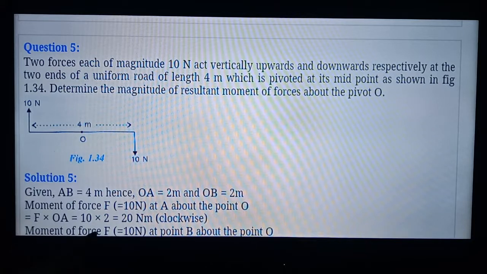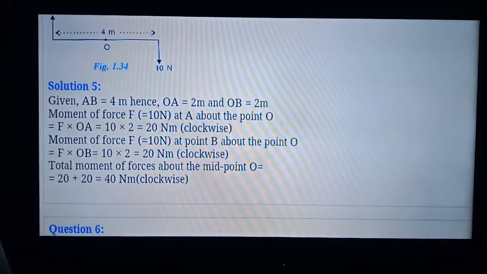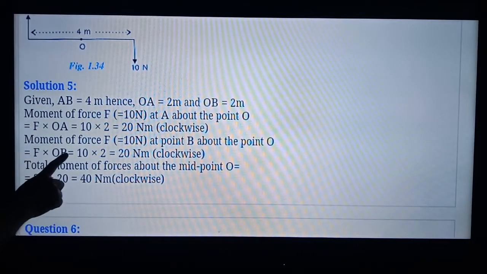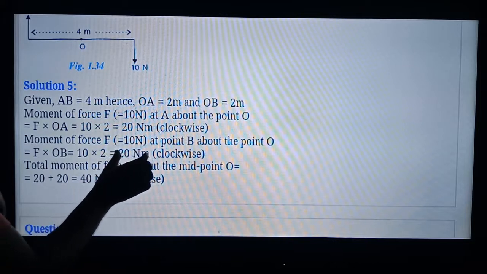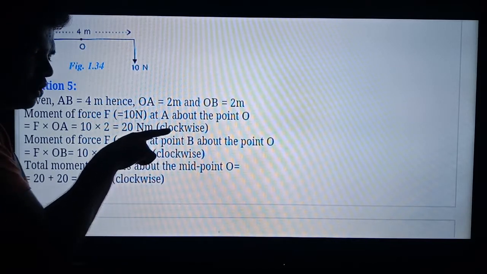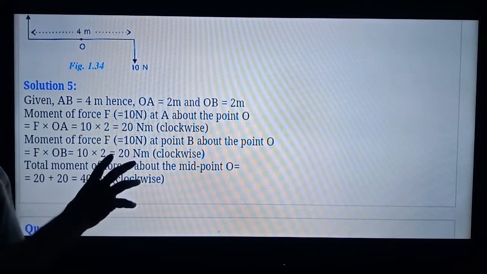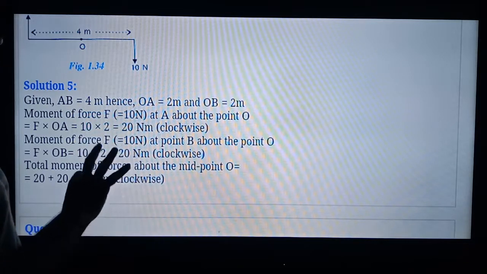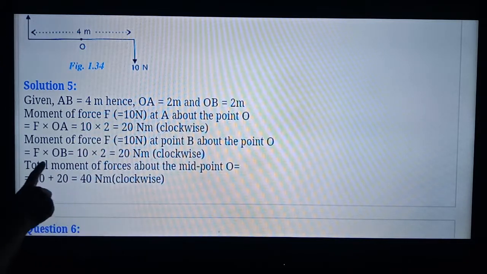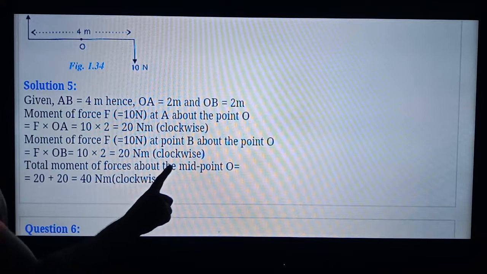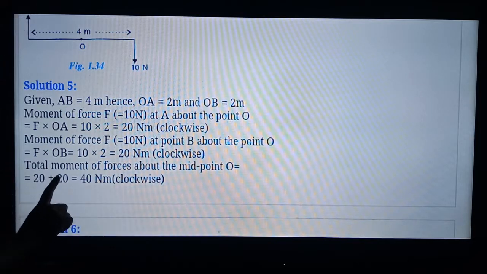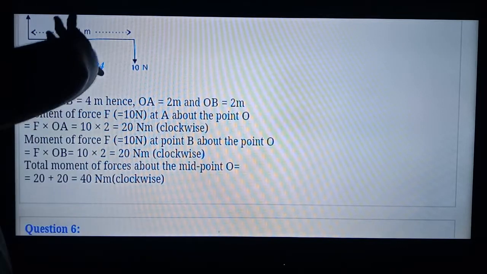Similarly, moment of force F 10 Newton at point B about the point O, that is equal to F into OB, that is 10 into 2, that is 20 Newton meter clockwise. It is clockwise, this is also clockwise. If both are clockwise or both are anti-clockwise, then the total moment of force will be added. So the total moment of force about the midpoint will be 20 plus 20, that is 40 Newton meter clockwise.